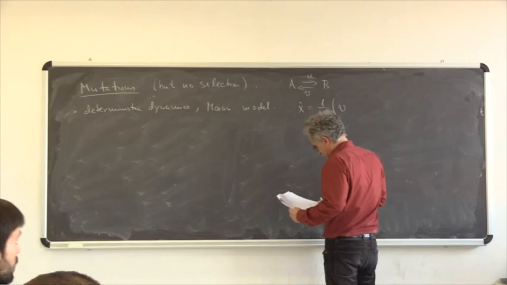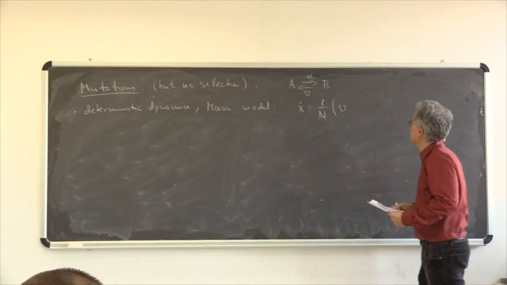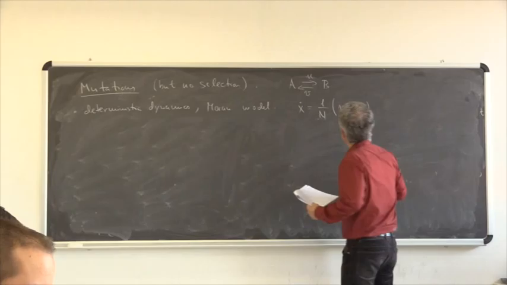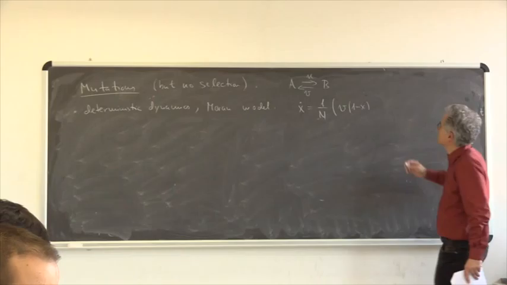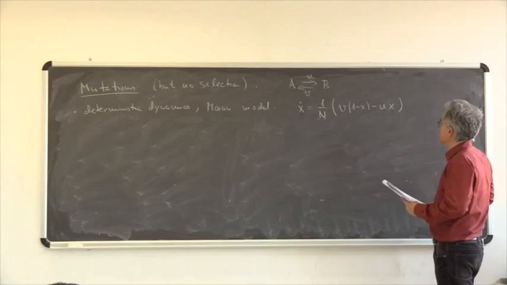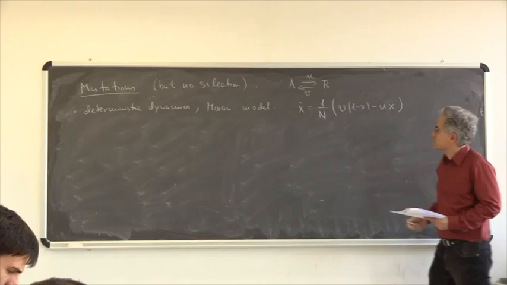So basically we have at rate V, we're creating the X type from the B type, and at rate U we're losing the X type, right? So this would be the dynamics. And this we now have to put into the Fokker-Planck equation, in the usual way.